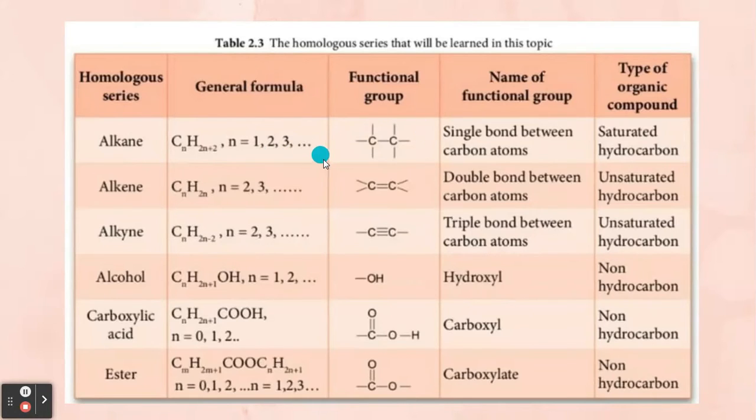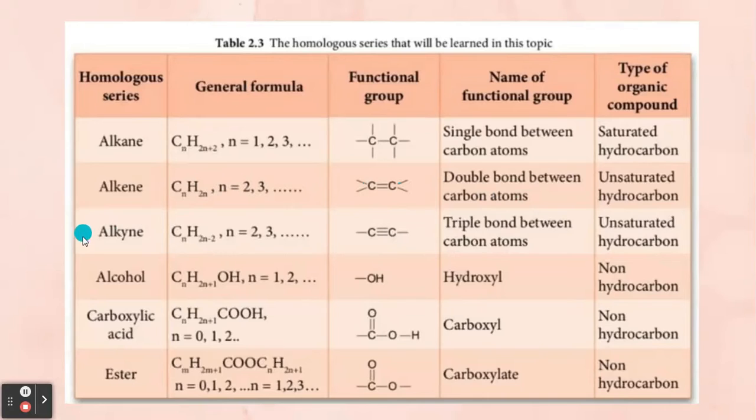Okay, this is the functional group. As you can see, it have a single bond between carbon atoms. Okay, this homologous series is a saturated hydrocarbon. Okay, second is alkene. The general formula for alkene is CnH2n, which n is equal to 2, 3, 4, 5, and so on. Okay, the functional group for alkene, as you can see, it have a double bond between carbon atoms, and it is an unsaturated hydrocarbon.